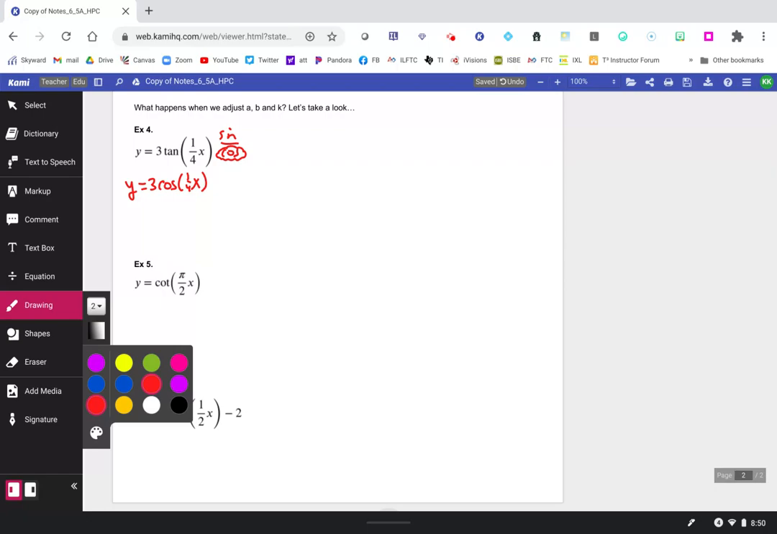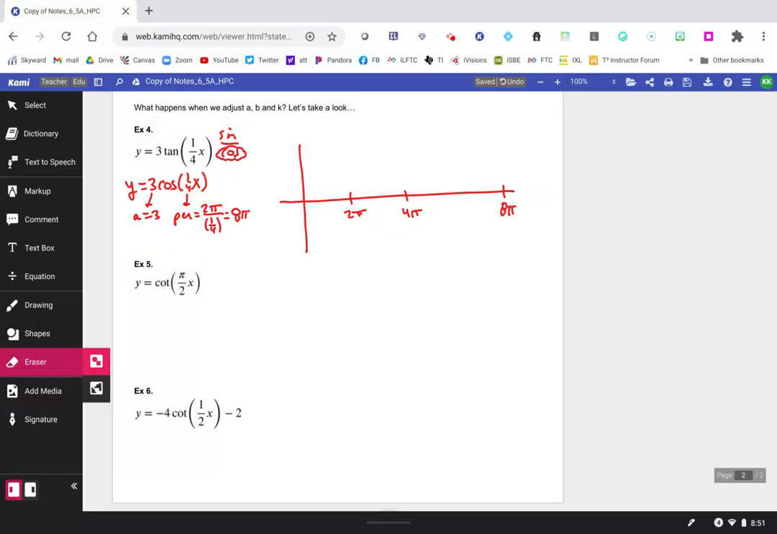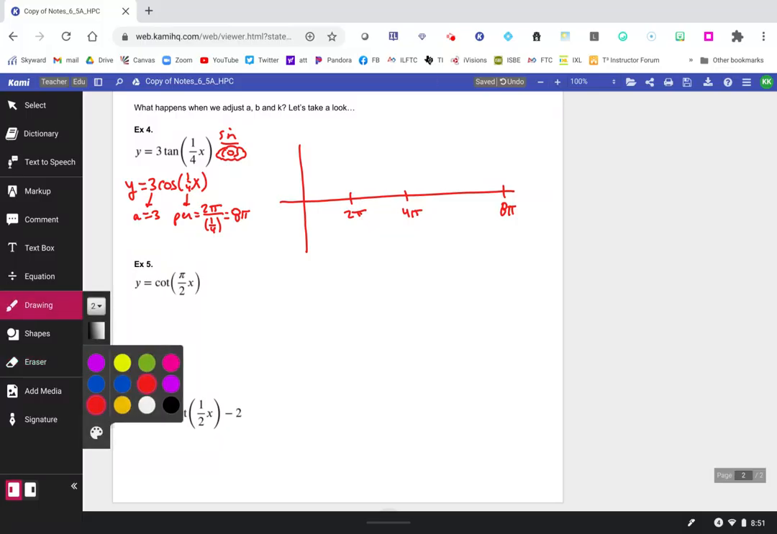Okay, so when I do that, I know that my a is equal to 3, and I know that the period is 2 pi over 1/4, which would be 2 pi times 4, so that's 8 pi. Therefore, when I set up my graph, I'm going to set it up as 8 pi on the end, and then 4 pi, 2 pi, and the average of 2 pi and 4 pi is 6 pi.